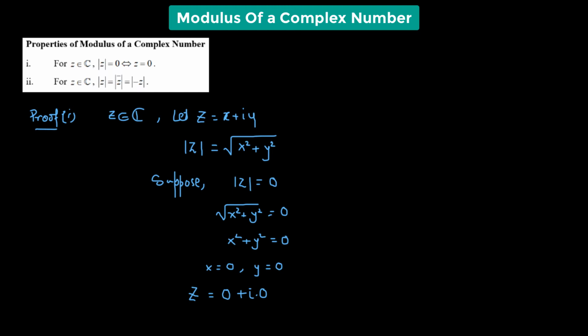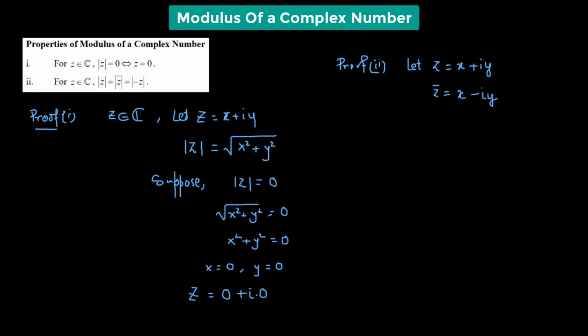The second part says that given a complex number z, its absolute value is equal to the absolute value of the conjugate, which is also equal to the absolute value of the negative of the complex number. So let us begin by using the same assumption. Let's do proof number 2. Let us begin by assuming that the complex number z is x plus iy. Then its conjugate, z bar, is equal to x, so we replace i by negative i. That gives us x minus i times y.